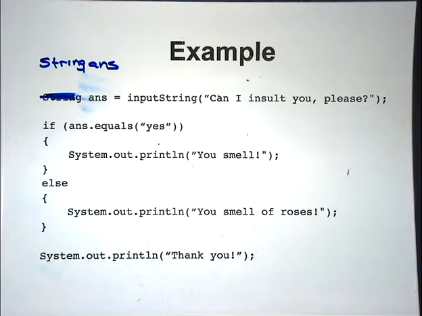Okay. So what we've done is completely ignored this person over here, which was the "you smell of roses" line. That bit of code is just being completely bypassed as we go the other route down the code. Okay? So we've gone this way, and what do you get printed up on the screen? You smell. Okay? So you asked, can I insult you please? And you said yes, and so it prints up "you smell".